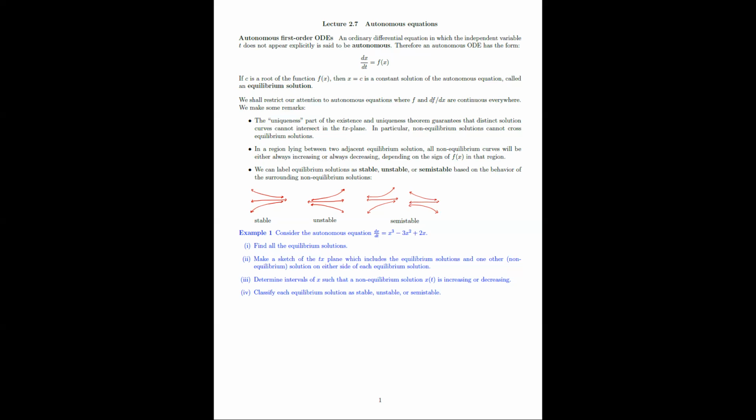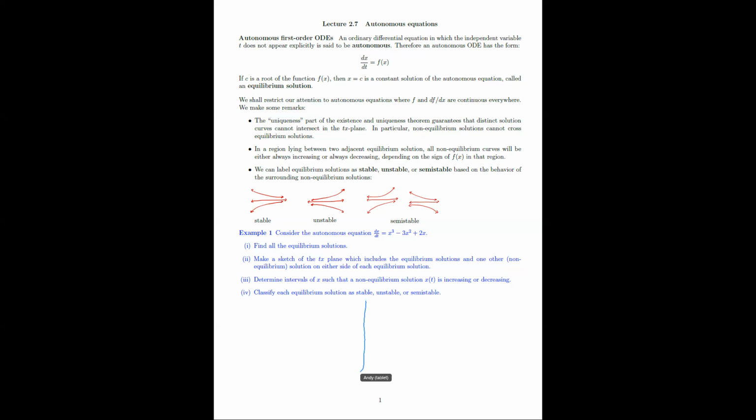All right. We're going to end up restricting our attention to just autonomous equations with f and partial f with respect to x being continuous everywhere. If that is the case, then the existence and uniqueness theorem is satisfied for every initial value. What that means is the uniqueness part of this guarantees that distinct solutions, those curves, cannot intersect in the tx plane.